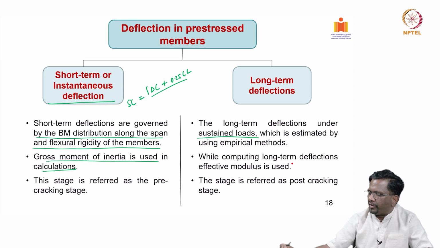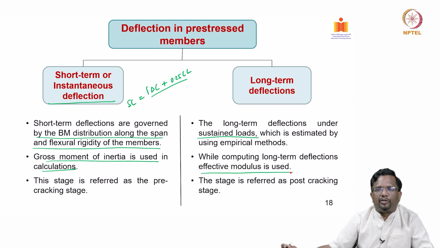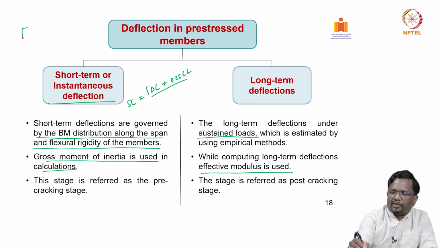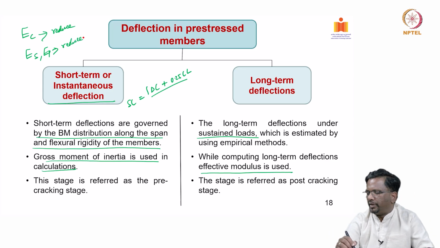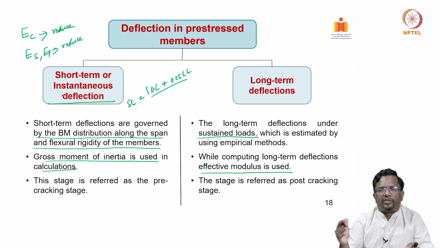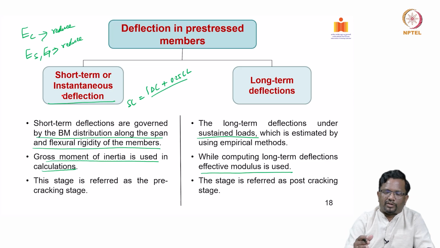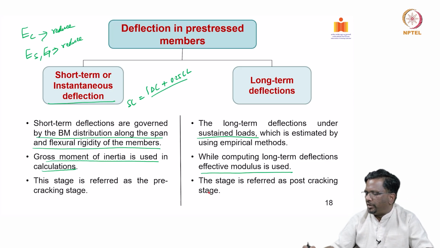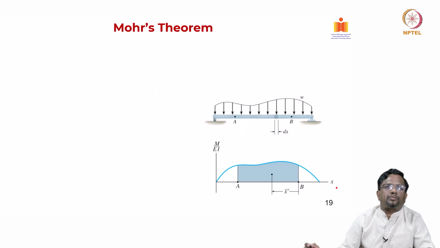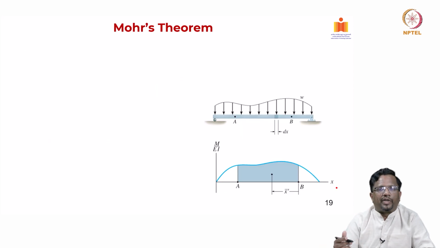So, while computing the long-term deflections, again an effective modulus will be there. I think again we see that Ec will reduce, due to creep. Similarly, Es or Ep will reduce due to relaxation. So both of them will soften the material. When the elastic modulus is reducing, deflections will go up. This typically happens in the post-cracking stage. Okay, now how do we get your deflections?